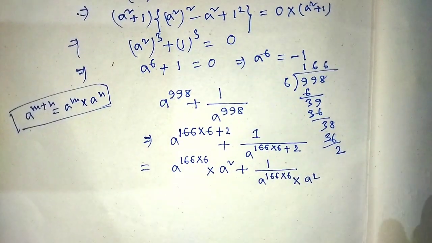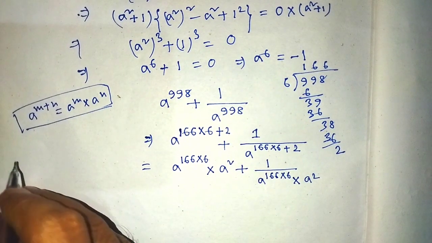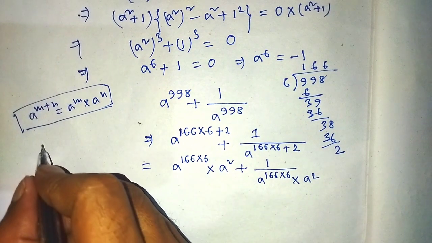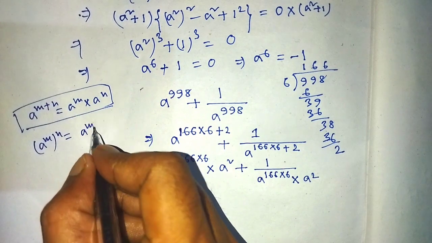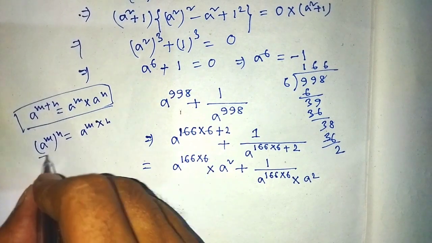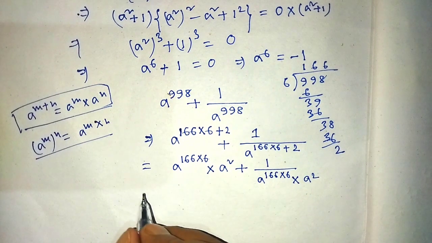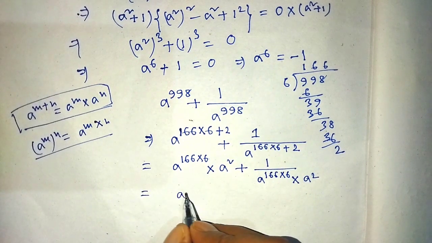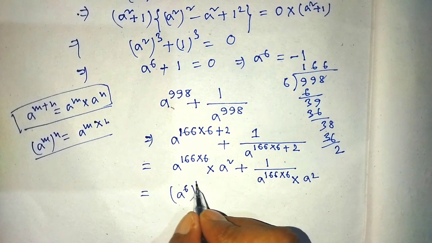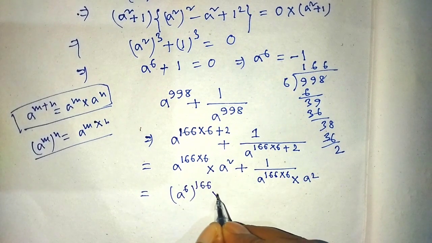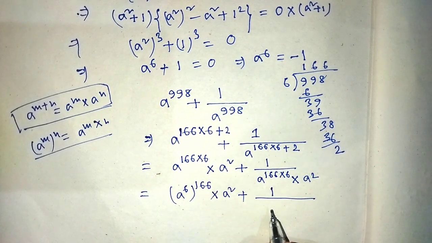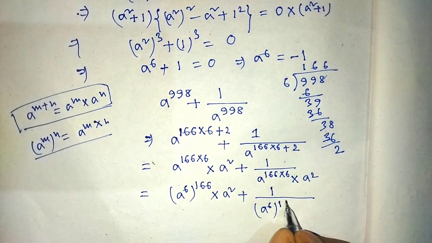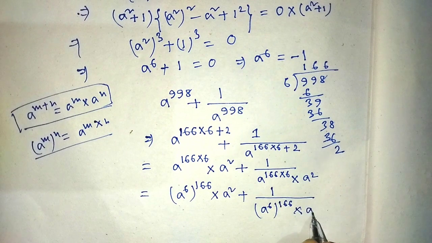So student, again we have to apply the formula on this algebraic expression. A to the power m whole to the power n is equal to a to the power m into n. So this formula we have to apply on this algebraic expression. So we can write here a to the power 6 whole to the power 166 into a square plus, again we have to write 1, and in the place of denominator we have to write a to the power 6 whole to the power 166 into a square.